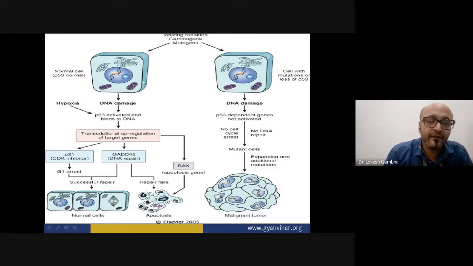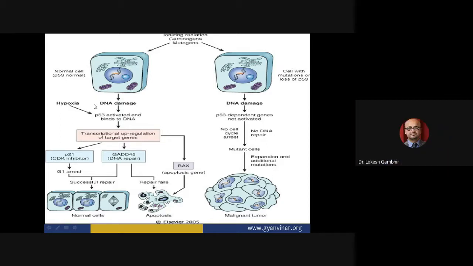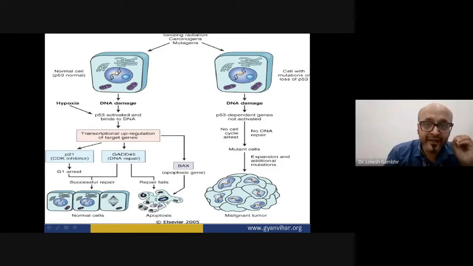So when we are talking about the normal cell, that normal cell in response to these insults will incur damages. Of course, the damages will be there. So, fine. Then the condition of hypoxia will be there with this particular condition. This will activate the P53. The P53 will go and bind to the portion where the DNA got damaged, and then it will start the transcription of its target genes.